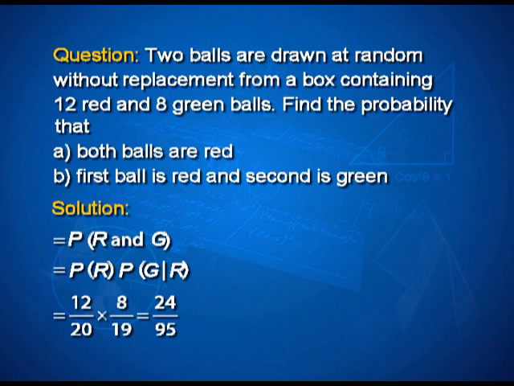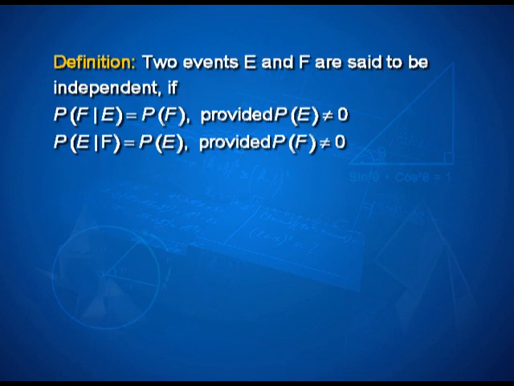The first category was of independent events. Two events E and F are said to be independent if probability of F given that E has happened is same as probability of F. That is, the probability of a second red ball given that first was taken out remained same as the probability of the red ball when the balls were put back after the first draw. Or if in this case, as you can see, probability of E given that F has happened is same as probability of E, provided probability of F is not equal to 0, then E and F are said to be independent events.